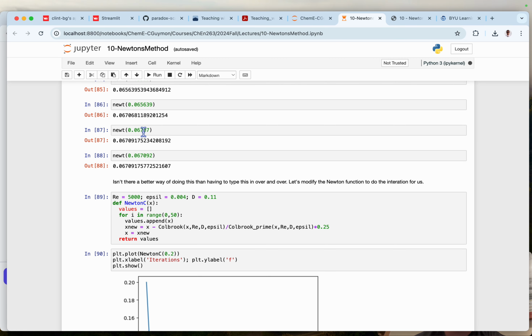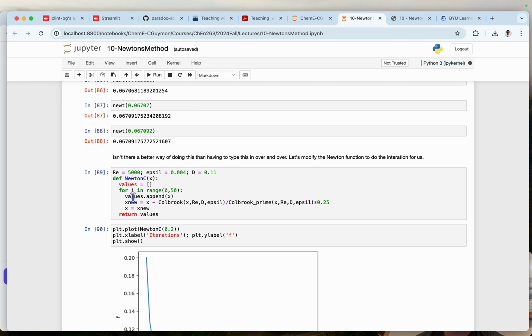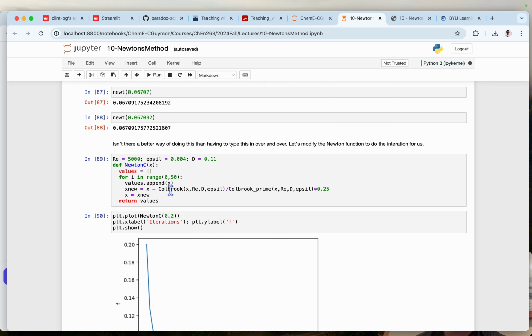So instead of doing this line by line, let's do it with a loop instead of having to type it all out step by step. So I can make a values empty list, and then I'm appending the values of x. So I feed in a starting value and it appends it as the start, and then finds the new one with our Newton's method, and then sets the x value to x new, and so on and so forth.